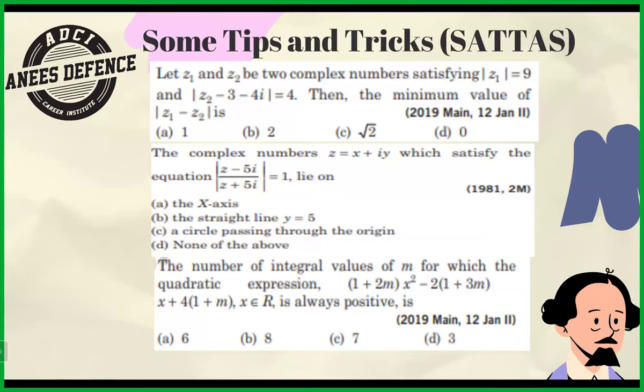Now, some tips and tricks for my sections. I have taken 2019 Main questions from the complex numbers section. If you solve these questions manually, you cannot solve them, because you would take more than 15 minutes, even half an hour. So you solve these questions by a trick, that is called the geometry graph. So I will split the screen for solving, okay? Split the screen.